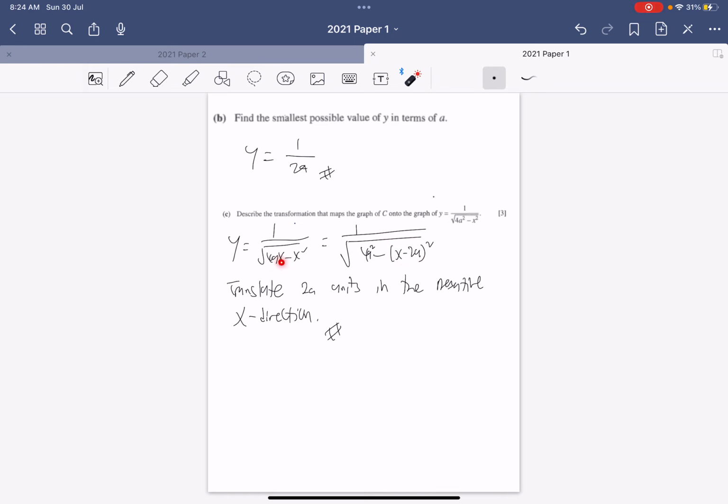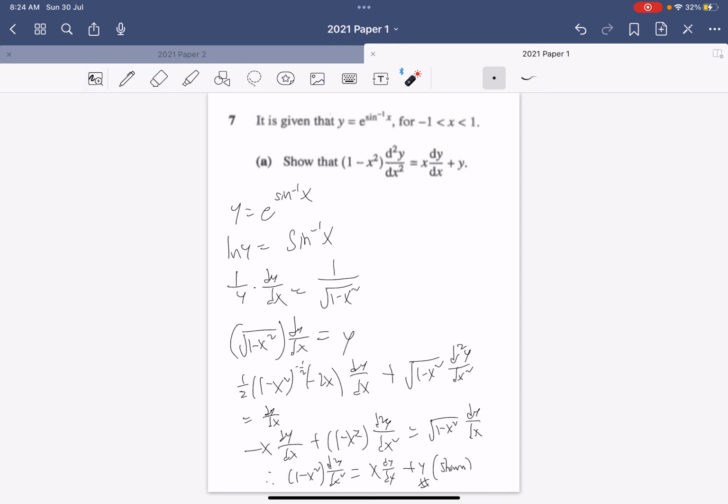And to do so, you need to first complete the square. And once you complete, you actually get very nicely a 4a squared, and you get this term here. So to convert from y to c, we need to change x minus 2a to x, meaning we need to sub x as x plus 2a. That means we translate 2a units in the negative x direction. So if this part is confusing, just leave it in the comments and I will answer it again.